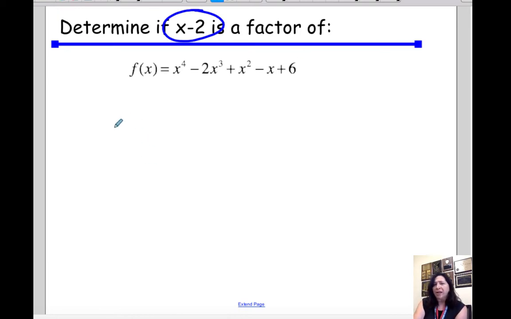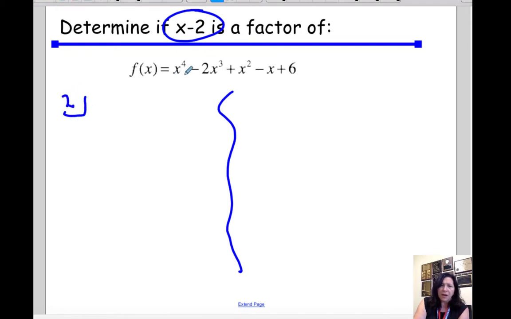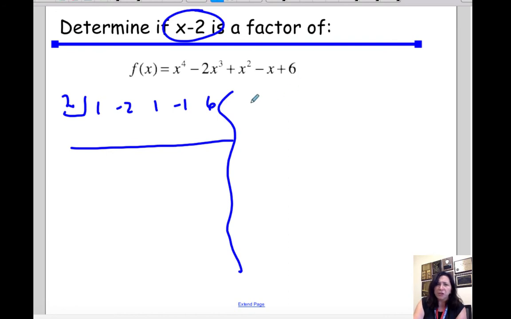Okay, the next question says, determine if x minus 2 is a factor of that. There are actually 2 ways I could do this. Way number one would be to use synthetic division. So plug in 2, right? The coefficients are 1, negative 2, 1, negative 1, 6, in descending order, and then I would do synthetic division. Option 2 would be to plug the value in here, which would be 2 to the 4th power minus 2 times 2 to the 3rd power plus 2 squared minus 2, add 6.